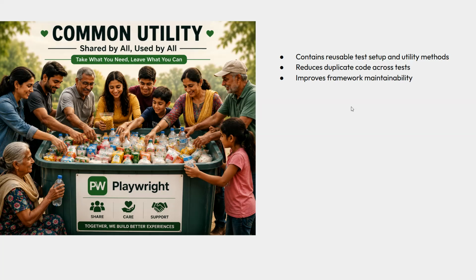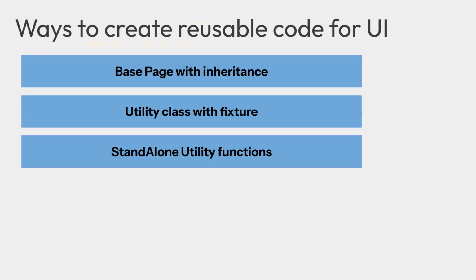Having understood the need for a common UI utility, let's understand how we create such reusable code for the UI utility. There are various ways. You can use inheritance, or you can use fixtures, or you can use standalone utility functions. We'll learn each of them one by one.